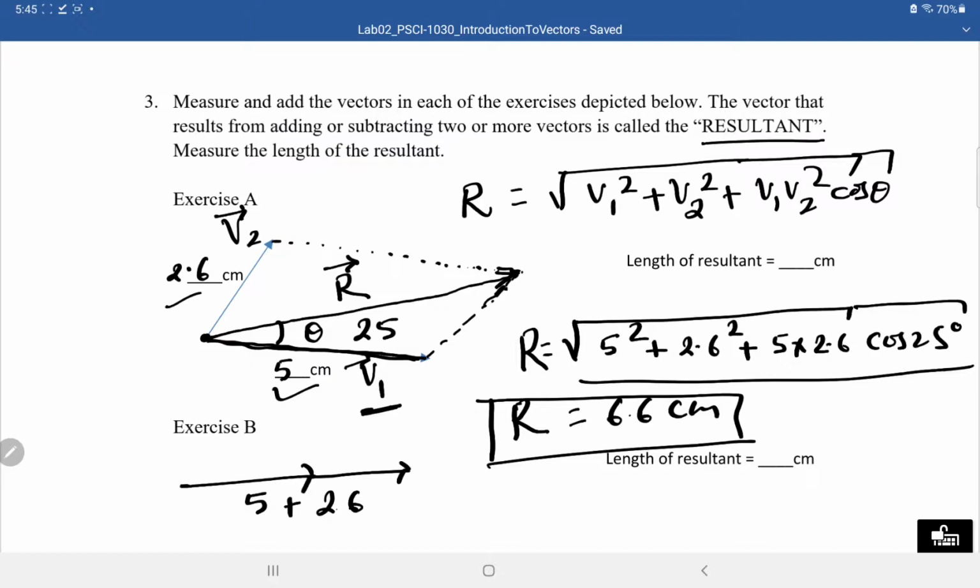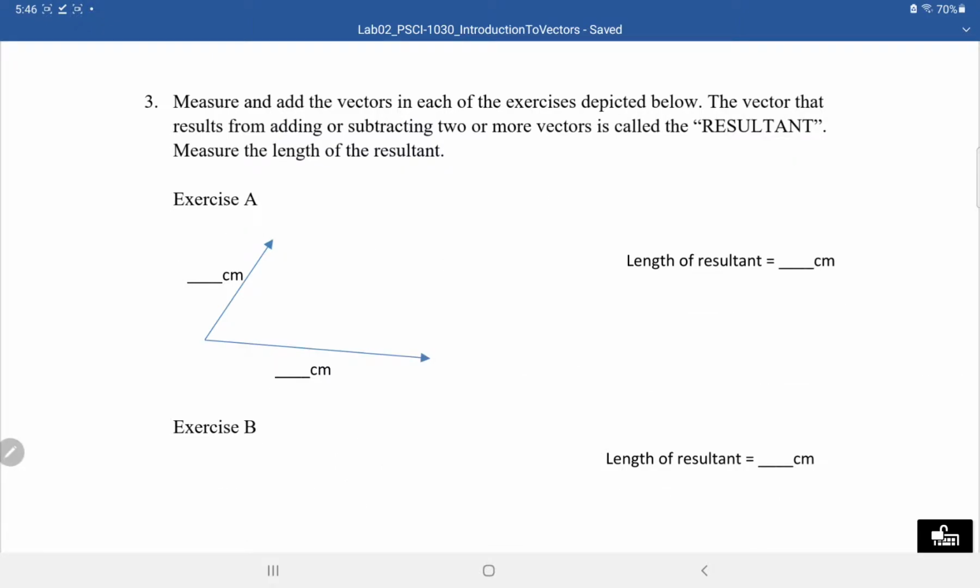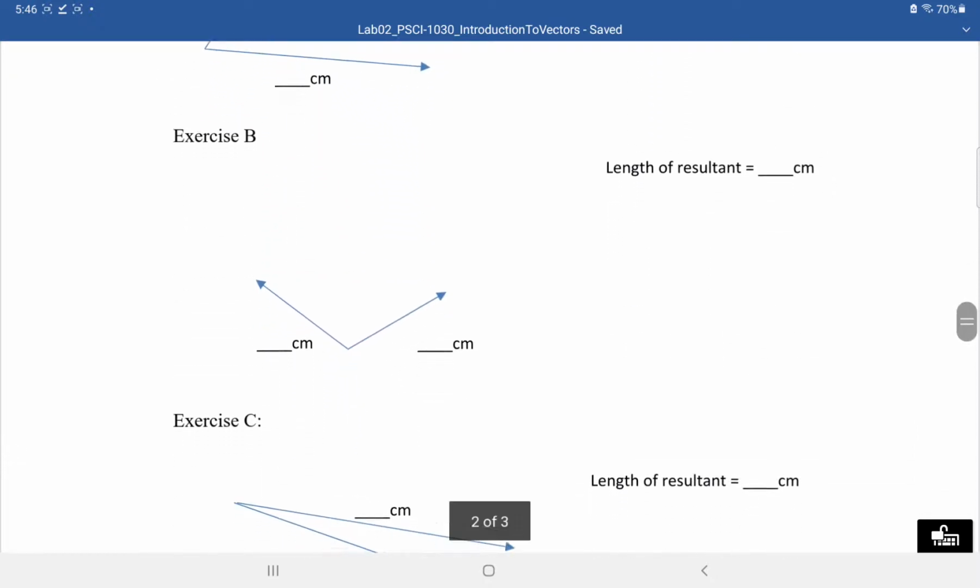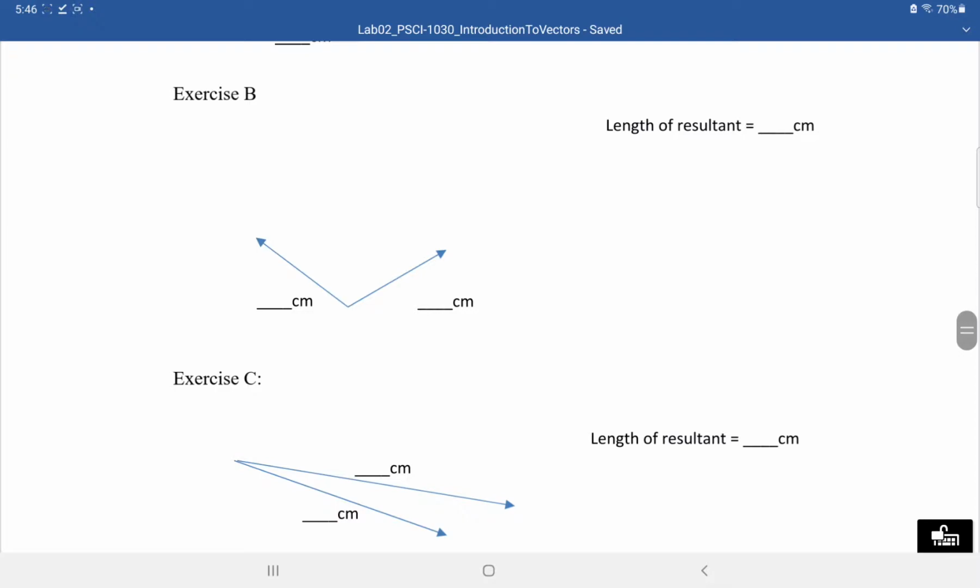If vectors are oriented like this, this is v1 and this is v2 in the same direction, you can do that. But in this case you can't. I mean, you can't add 5 plus 2.6 equal to 7.6. It's not correct. This is the correct way to add vectors: the parallelogram law of addition of vectors. I hope you understand how to add vectors, and there are some other figures right here. You can try by yourselves.